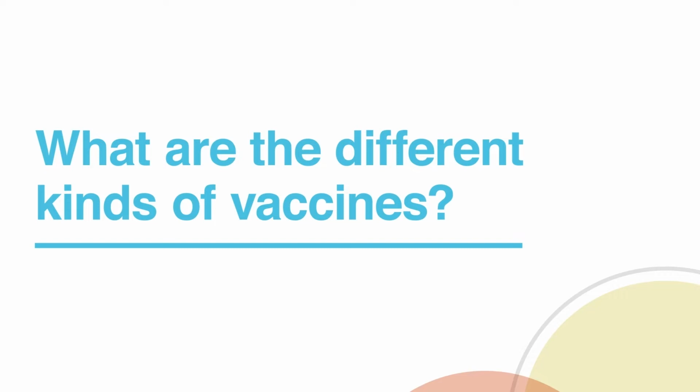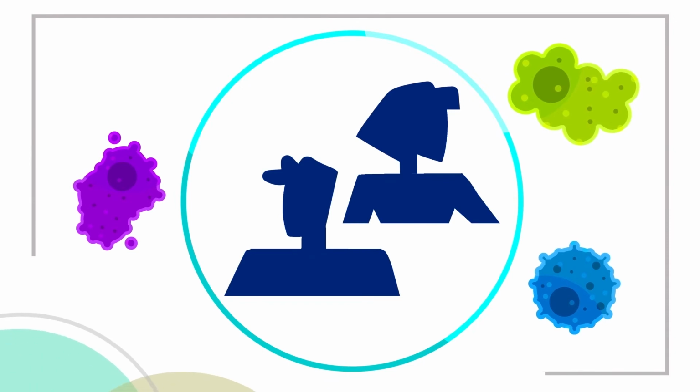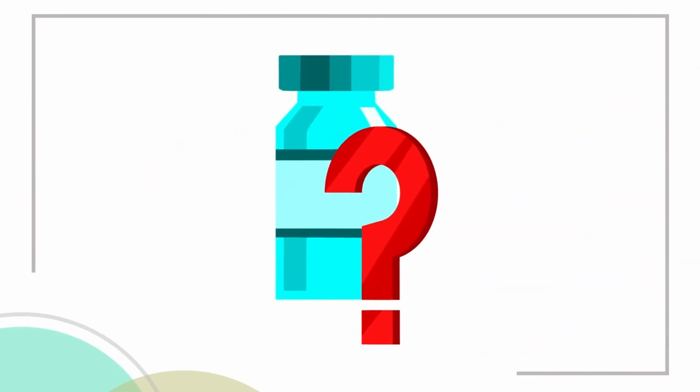What are the different kinds of vaccines? Many types of vaccines help protect us from infection and disease. How are these vaccines different? To understand the different vaccines, you must first know about antigens.